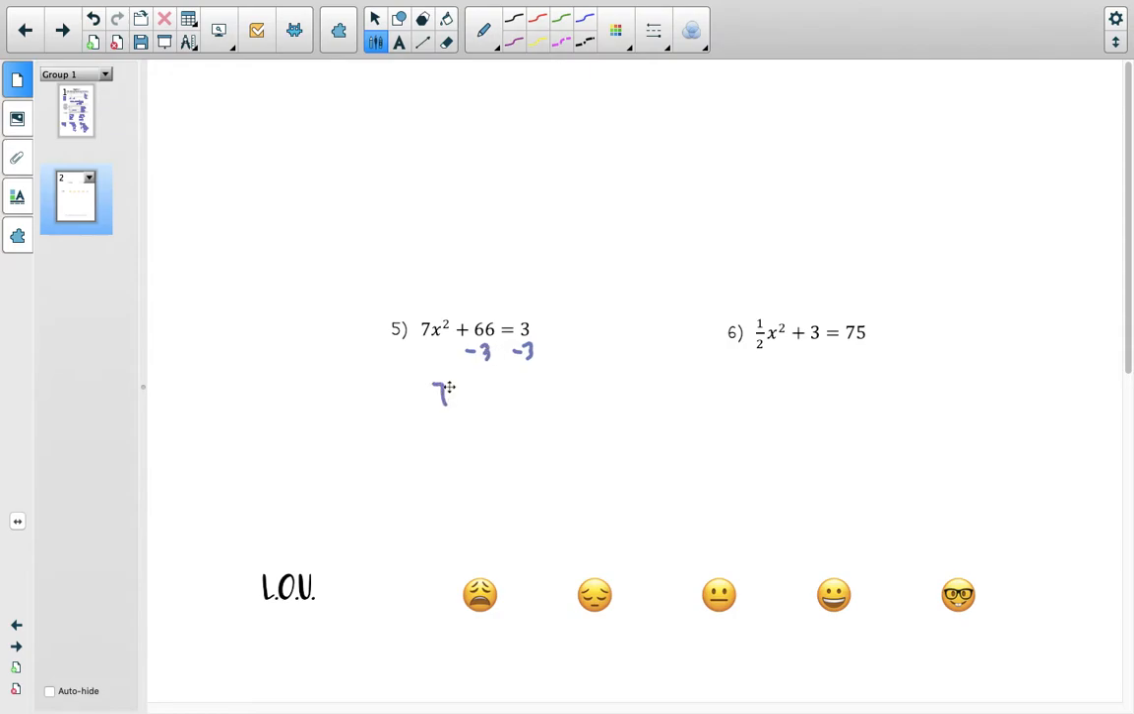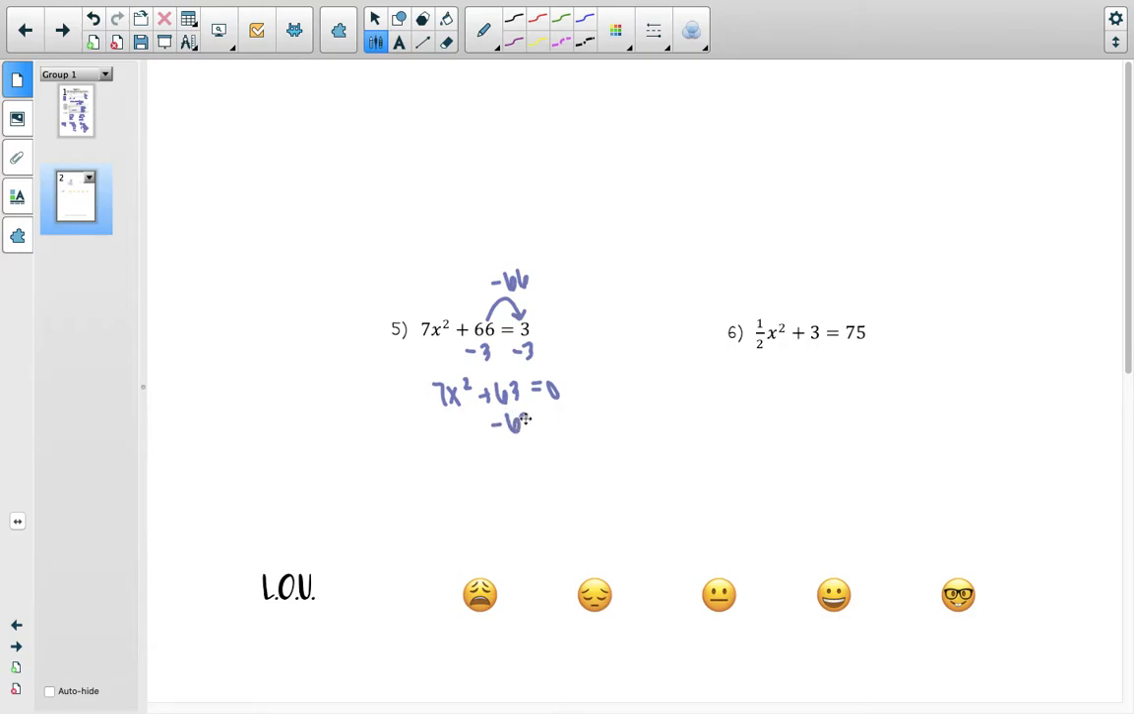Okay, that leaves you a 7x squared plus 63 equals 0. Now you're going to notice something, and hopefully your brain's kind of turning on this. We subtracted this 3 over because I said you had to have it equal to 0, okay? And that's correct. But you eventually have to move this 63 back over. So ultimately, you could have actually just subtracted the 66 over and skipped out some steps, okay?